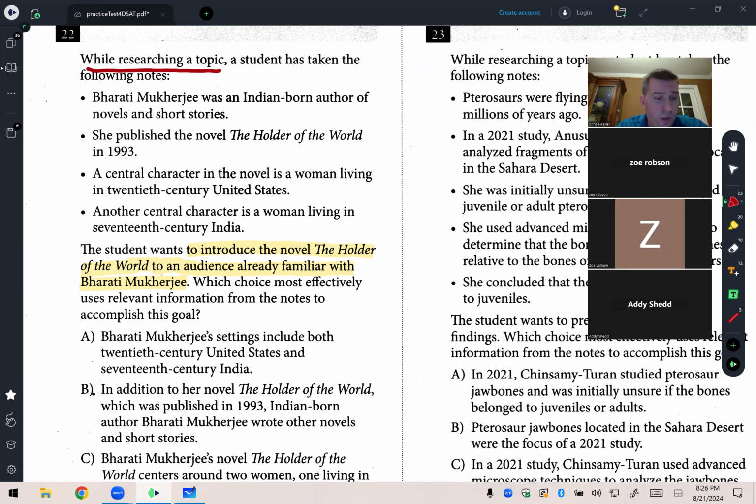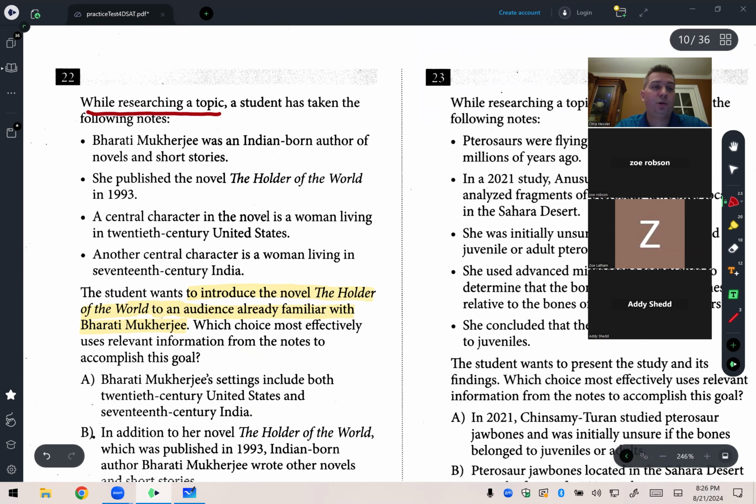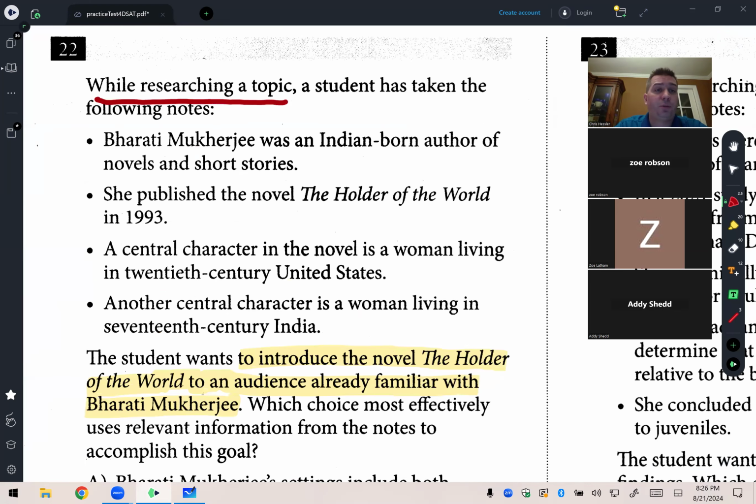So I'm going to read all the bullet points, and then we just need to combine them in a way that would introduce the novel to someone who's already familiar with the author. I mean, don't overthink these. They're relatively straightforward. Bharati Mukherjee was an Indian-born author of novels and short stories. She published the novel The Holder of the World in 1993. This is the novel we're trying to introduce here. A central character in the novel is a woman living in 20th century United States. Another central character in this novel is a woman living in 17th century India.